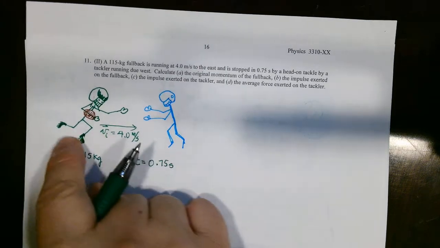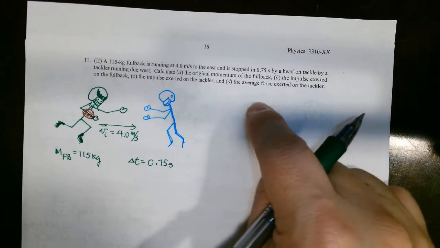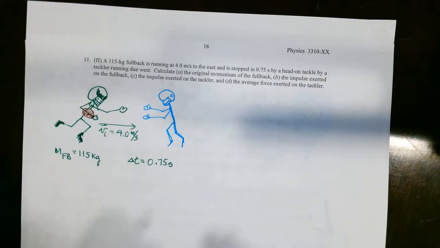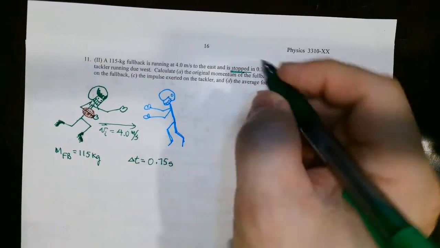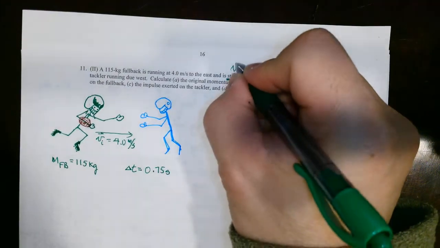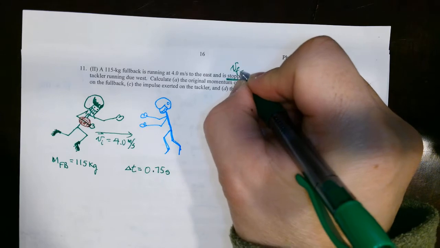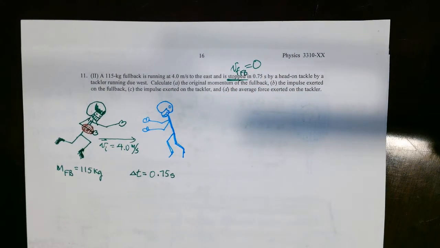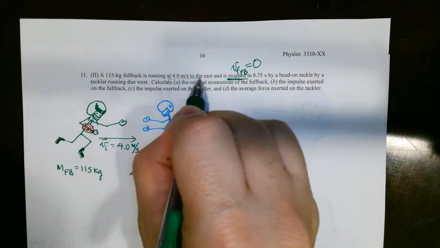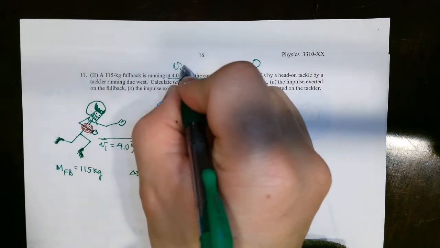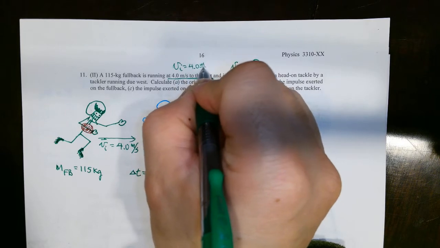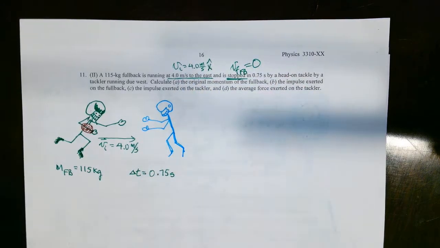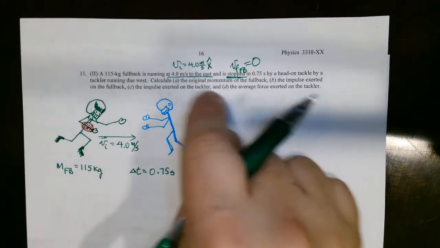Now, this is the initial condition. The final condition is that the tackler and the fullback stop afterwards. So the v final of the fullback is equal to 0. And the initial velocity v_i is 4.0 meters per second x hat, positive x hat because it's east. So that's what we know so far.